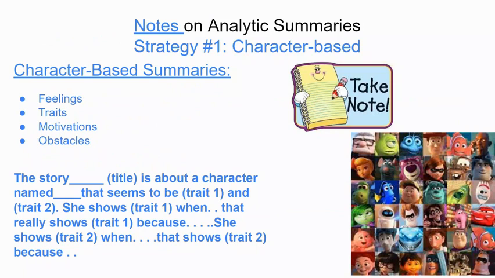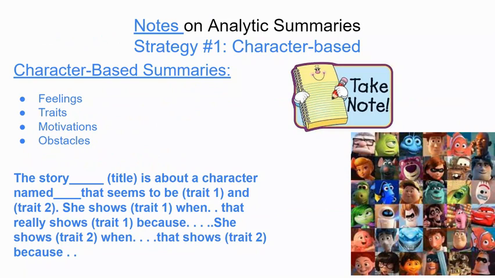You could say, the story, and then put the title of your book, is about a character named, put the name of your character, that seems to be trait 1 and trait 2. And then you have to give examples of when they demonstrate those traits. Remember, traits are like personality components or parts of your personality or habits that you have. A trait might be someone is friendly, someone is creative, someone is angry. Those could be traits.